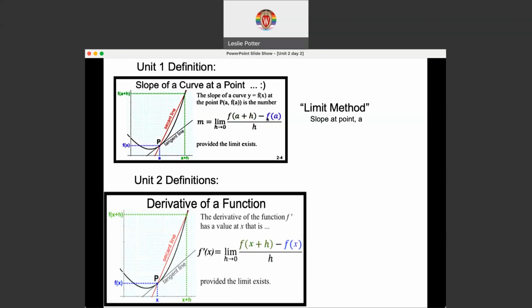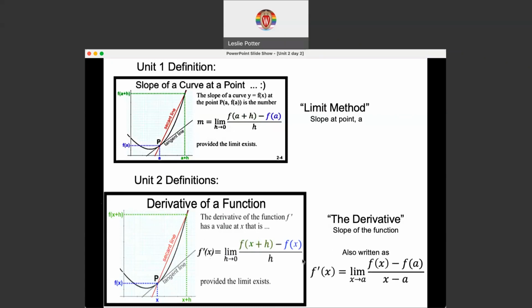So now, instead of calling it A and being limited, no pun intended, but kind of funny, limited to one point, we're going to call this X so that we can find the derivative at any point. That's what our calculator does, right? So now this is our updated version of that definition. We once said slope, we're now saying derivative.